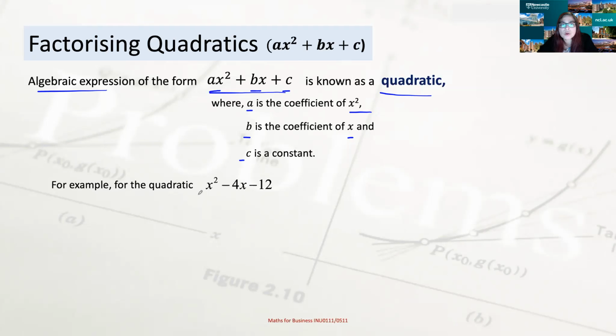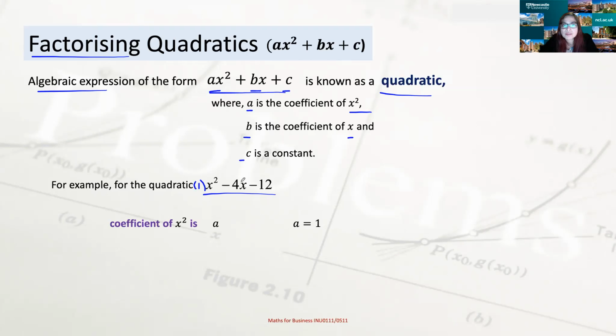For example, for the quadratic x squared minus 4x minus 12, how do you factorize this quadratic? Coefficient of x squared is 1. Can you see? If there is no number attached to it, that means it's just 1 times x squared. So a is 1 here. Good. What is b here?